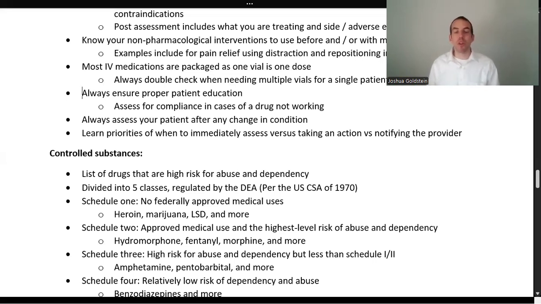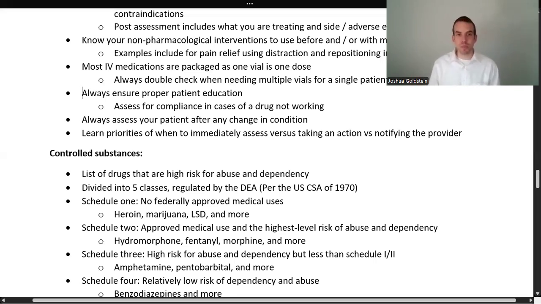Next, learn priorities of when to immediately assess versus taking an action versus notifying the provider. The classic example here is if a patient develops an allergic reaction, what's the first thing you're going to do? If it's an IV medication, the first step is discontinue that IV. It's a common test question. If it's a PO medication, the first step is assess your patient. And then once you've done that, the next step might be notifying the provider. But you're not going to notify the provider before taking an immediate corrective action, such as stopping an IV, or taking an immediate assessment of the patient so that you can let them know what's going on. Don't just run out there saying, hey, I need help. Go assess your patient, then go out and say, hey, I just noticed a change in condition. Here's my assessment. Please come help.